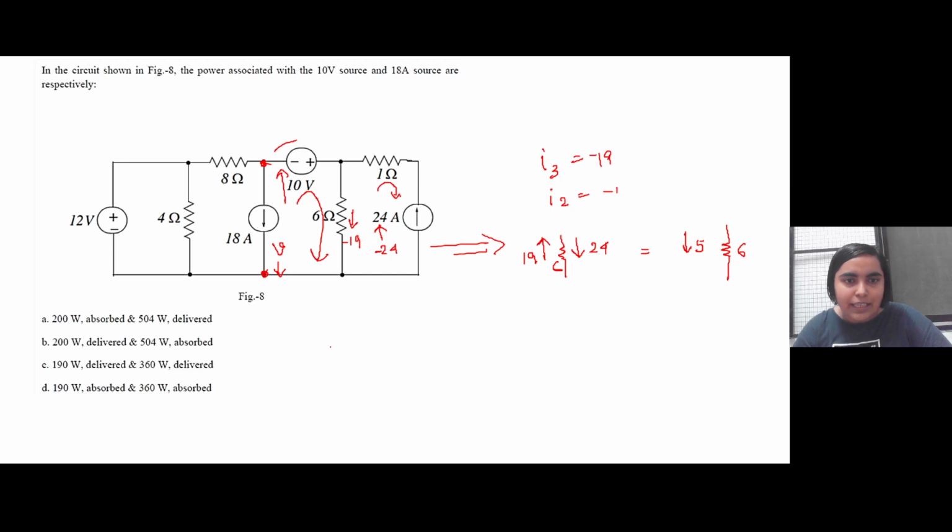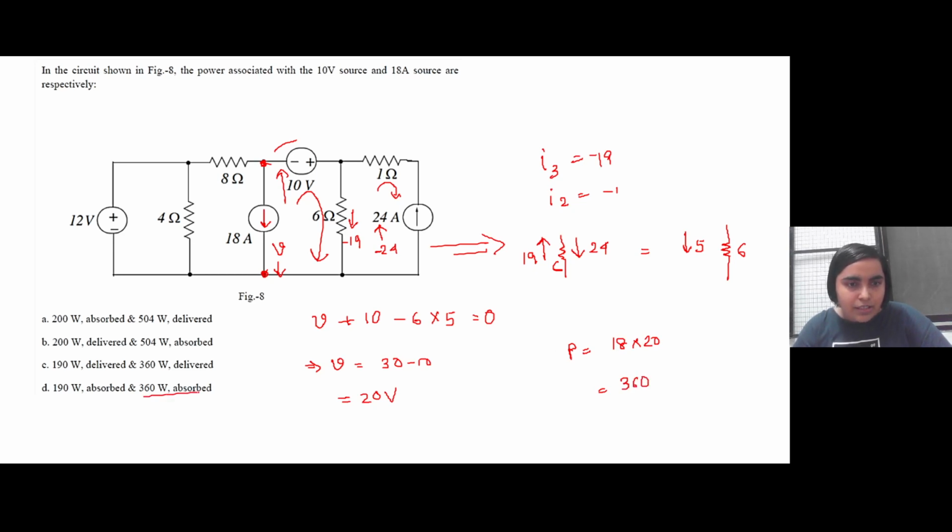So if we apply KVL, it will be V plus 10 minus 6 into the current. Branch current is 5 ampere. This will be equal to 0. So we can compute V equal to 6 fives are 30 minus 10, that is 20 volt. So the voltage across this current source is 20 volt, and the current flowing is 18 ampere. So the power will be 18 into 20, that is 360.